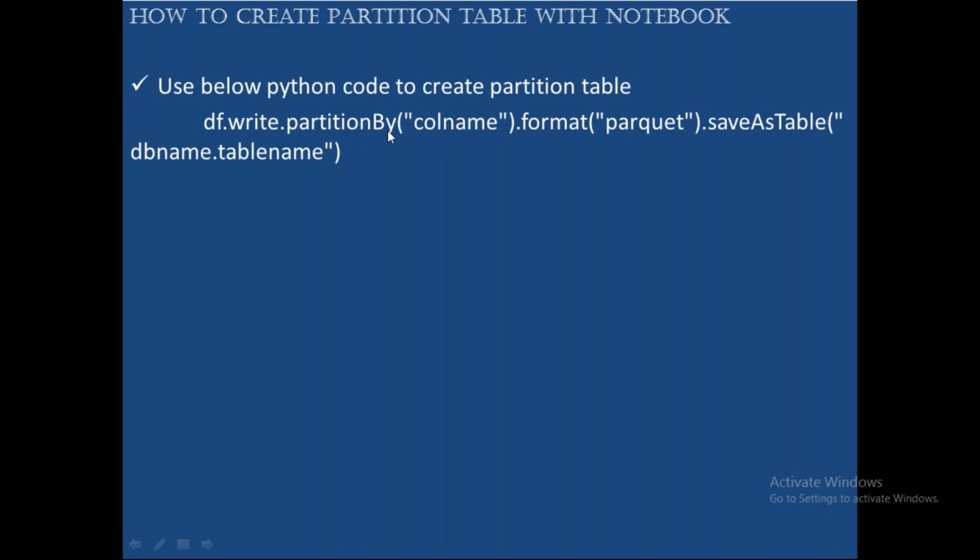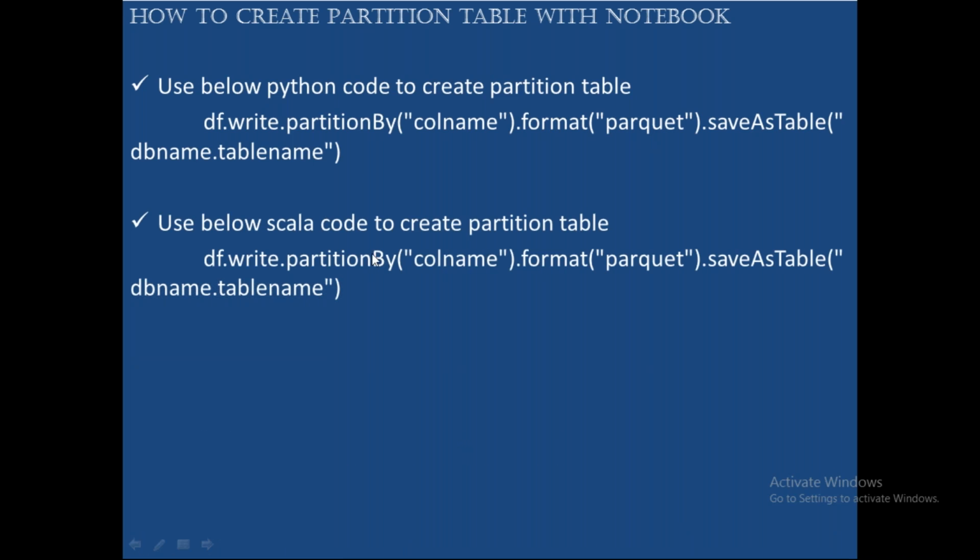If you are not using partitionBy, then you will simply write df.write and saveAsTable. But if you want to use partitionBy, you can say partitionBy column name, and the format you have no need to mention. Even if you are not mentioning it, it will take it as Parquet. If you want to mention anything explicitly, you can mention format CSV or whatever you want, you can put it here.